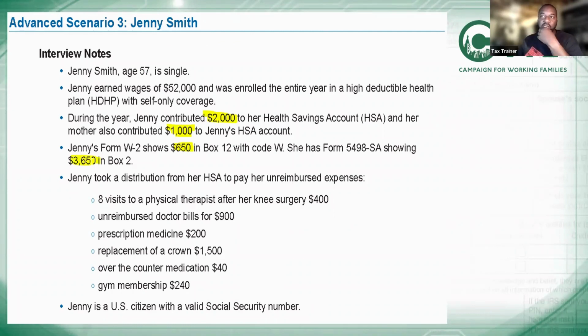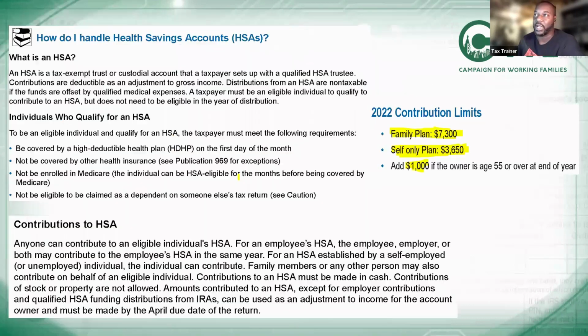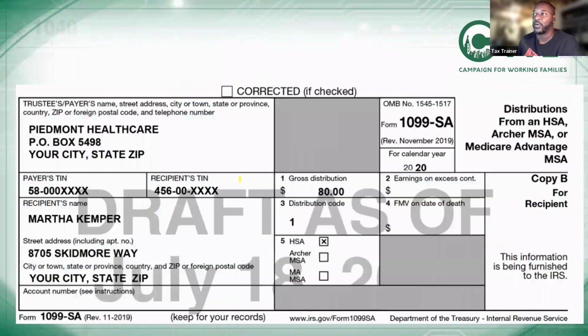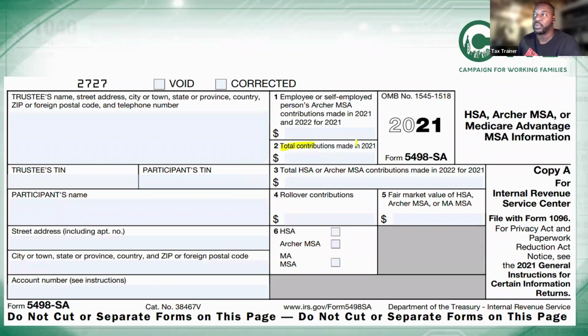Did she reach her limit? Can she put in more? Yeah. She can. And why can she put in more? Because she's over 55. Yeah, thank you. You guys caught that. Right. So she's 57. So she can actually still put in another $1,000 if she wanted to. But she only did $2,000 from herself, $1,000 from her mom, and her job put in $650. So that's $36.50. So when I look at the $54.98, the total contributions made in 2021, what's it going to say?